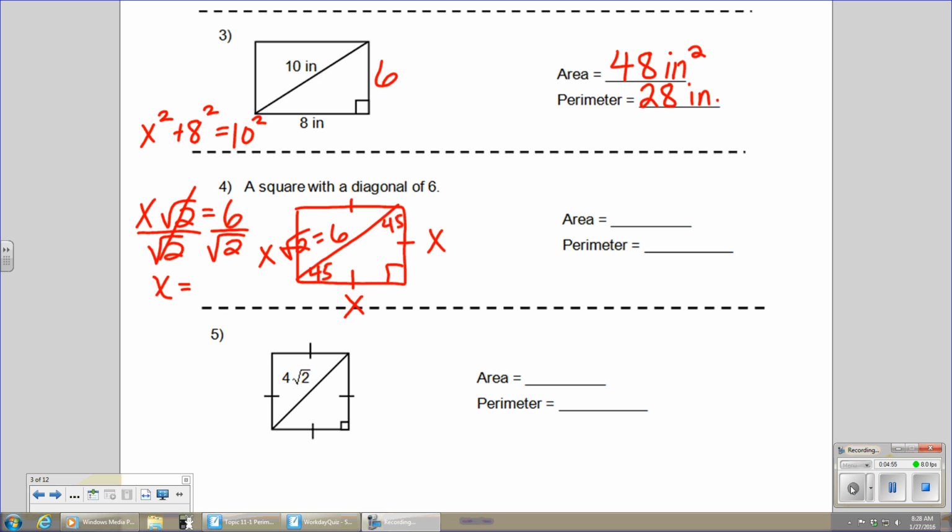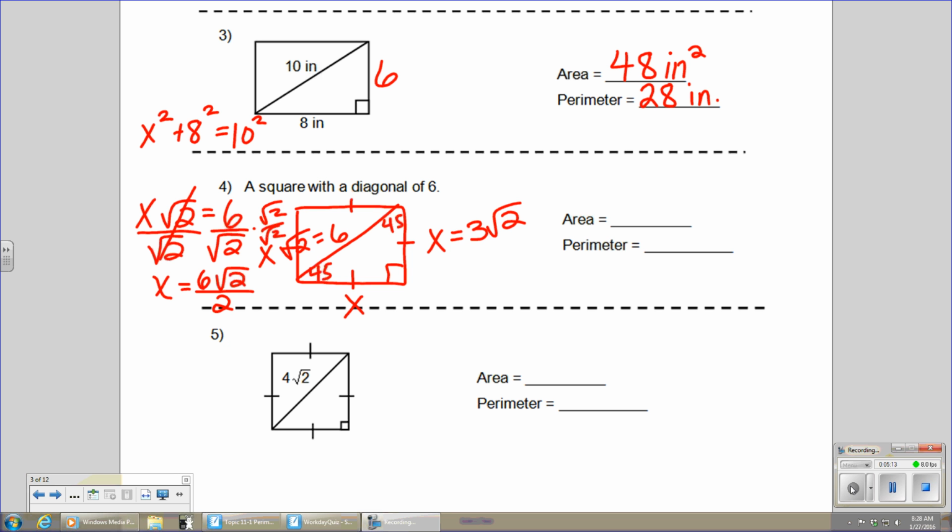But remember, we can't leave it like that, so we rationalize it. We shove the radical up to the top and leave it on the bottom. Remember, by multiplying top and bottom by square root of 2. And then we can simplify that and we get 3 square root of 2 for the side length.